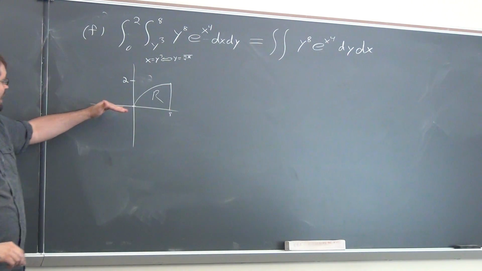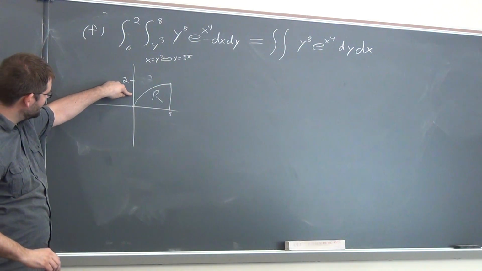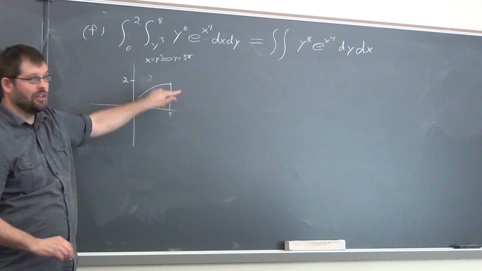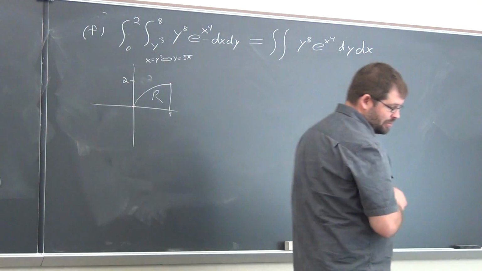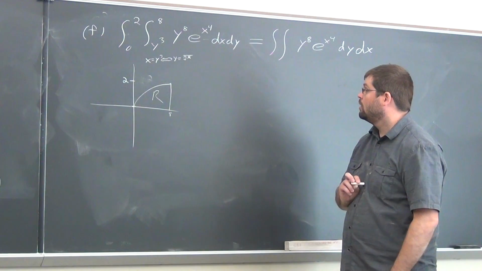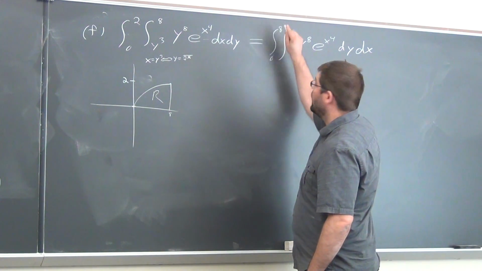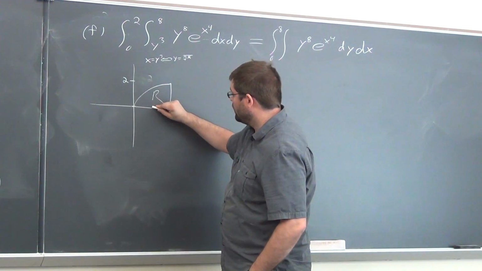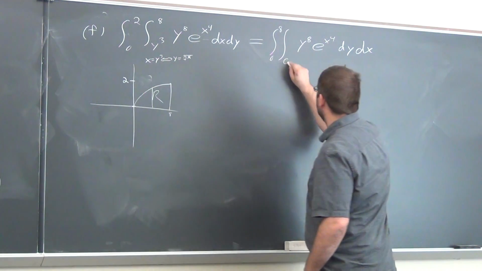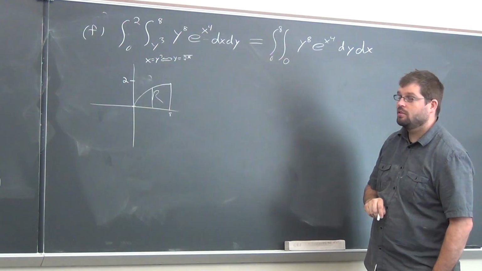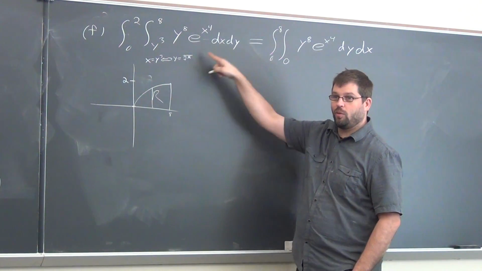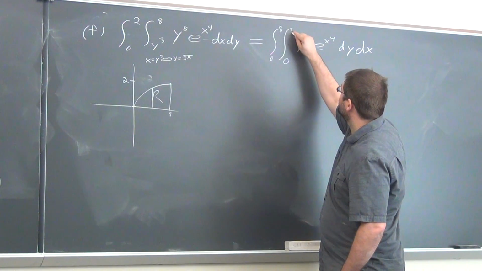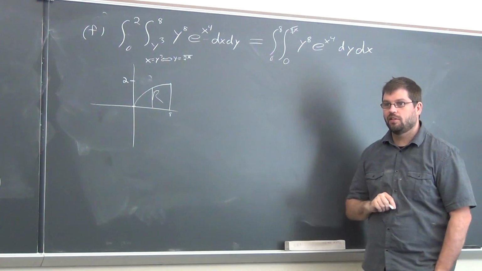So the y's go from 0 to 2, and then for each x, you go from the curve until you get to 8. So you're talking about that piece there. Now when we change our bounds, what's the outer bounds? 0 to 8, those are the x bounds now. And then the y's go from 0 until you hit that curve, and that curve is y equals the cube root of x. Does that make sense?